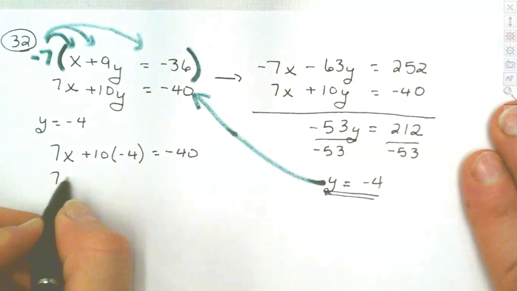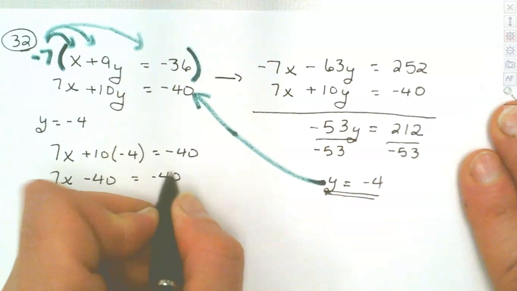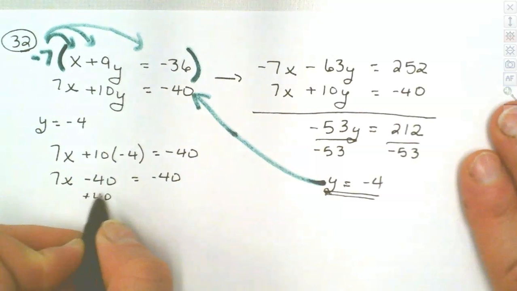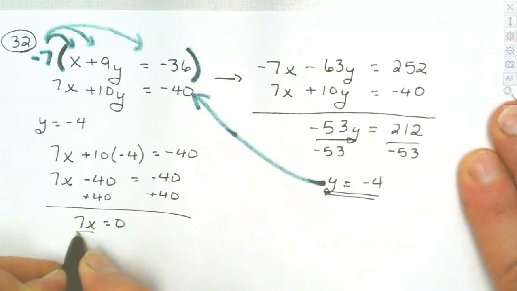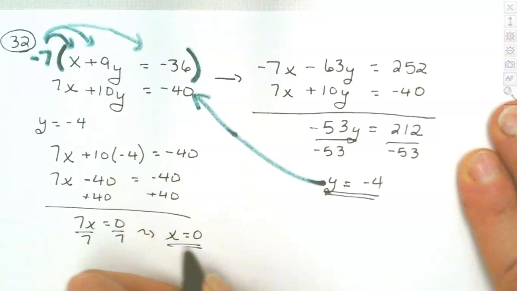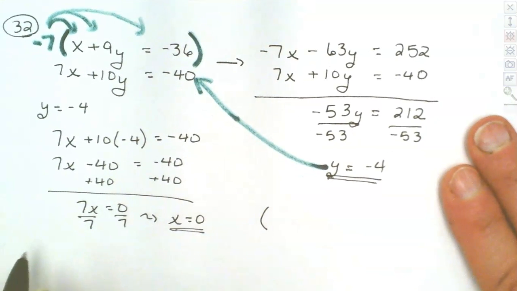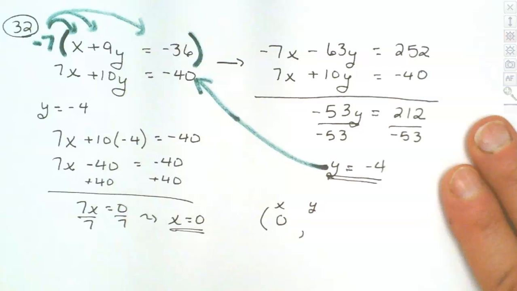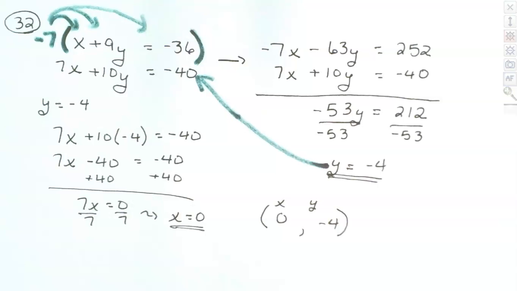And that's then 7x minus 40 equals minus 40. Add that 40 over. So that tells me 7x equals 0. Divide by your 7. And we now know that x must be 0. So what is the actual answer as an ordered pair? Ordered pairs, remember, go x, y. So that's going to be 0, comma, negative 4.